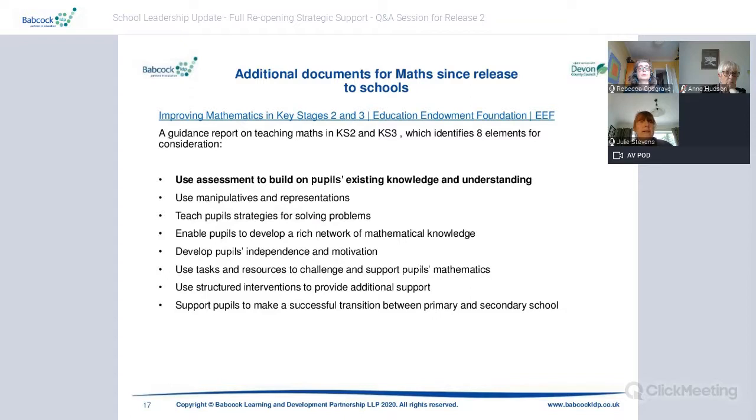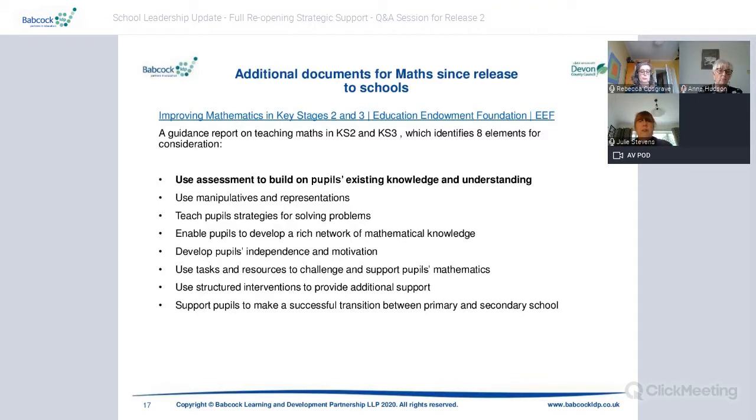And the final slide for maths is around some further updates. Some of you may have seen, the EEF have a lot of intervention and research papers. They have just updated some of the guidance in relation to improving maths in Key Stage 2 and 3. They identify the 8 key elements that will support children in improving in maths, and there's some really useful guidance in there around using assessment to build on existing knowledge and understanding.